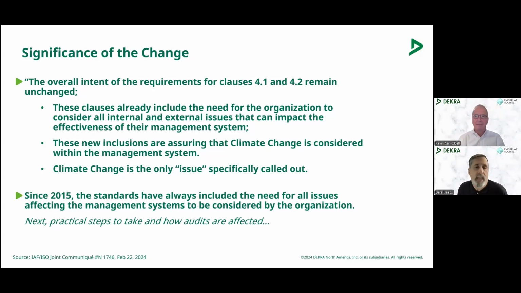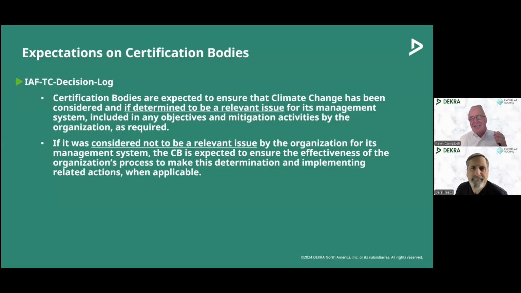So next, Kevin, some practical steps to take and how audits get effective. Kevin, take it away. Thanks, Dale. Great job. By the way, thank you very much for that slide explaining the acronyms so I don't have to.